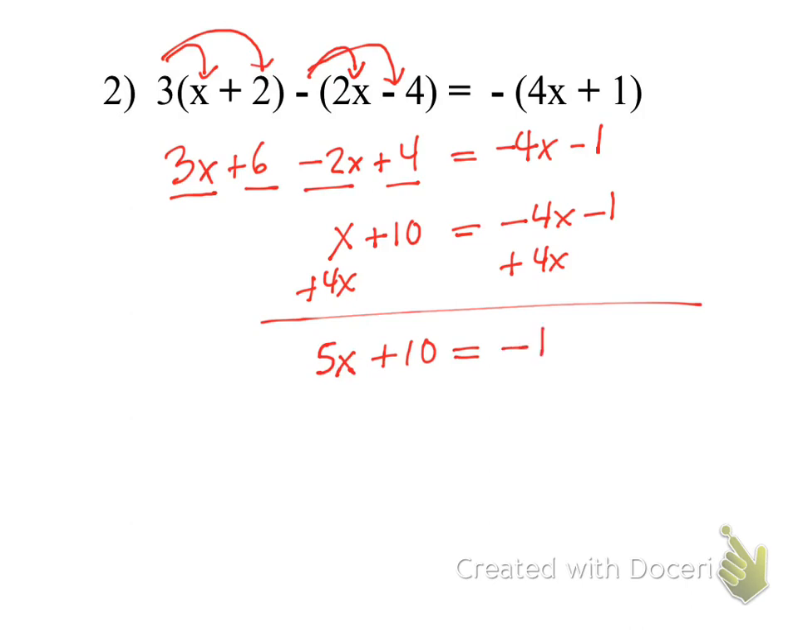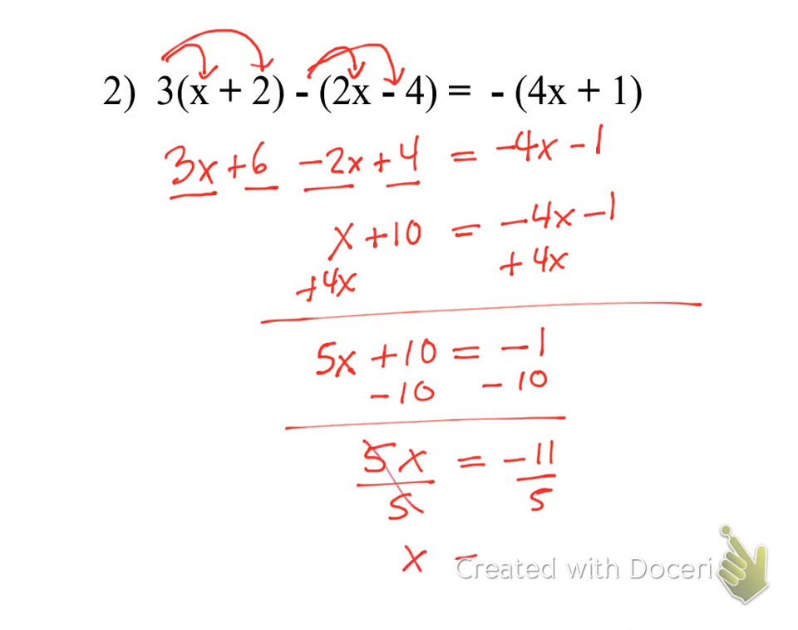And then we have to take away 5. No, undo the addition and subtraction. So it's always easiest to undo the addition and subtraction first. So how am I going to get rid of the 10? Because that's plus 10. What's the opposite? Minus 10. 5x equals negative 11. Divide by 5. And x equals negative 11 over 5.